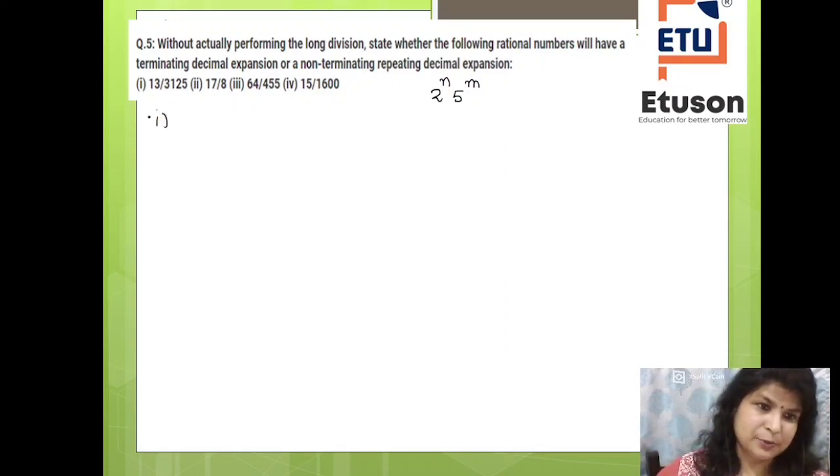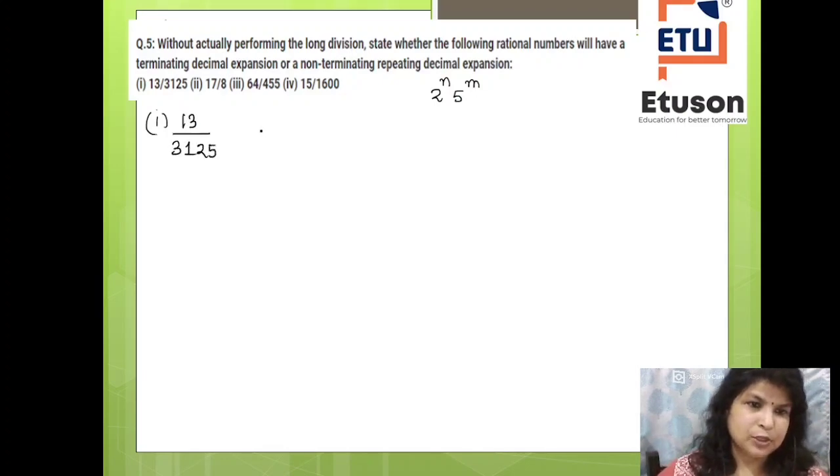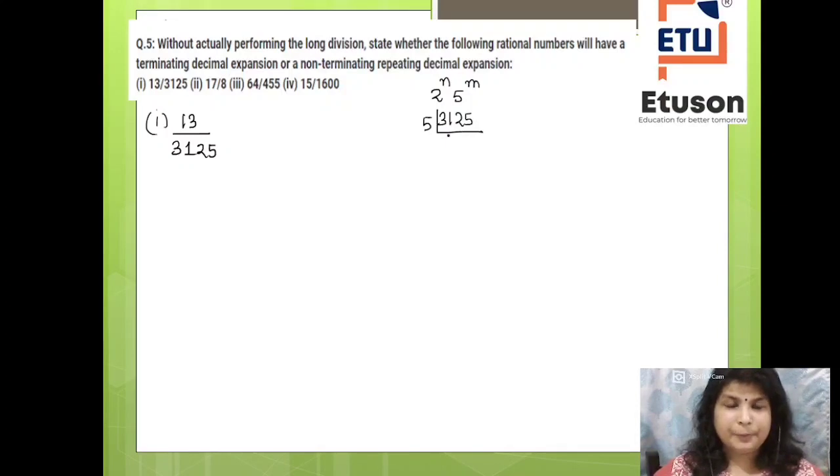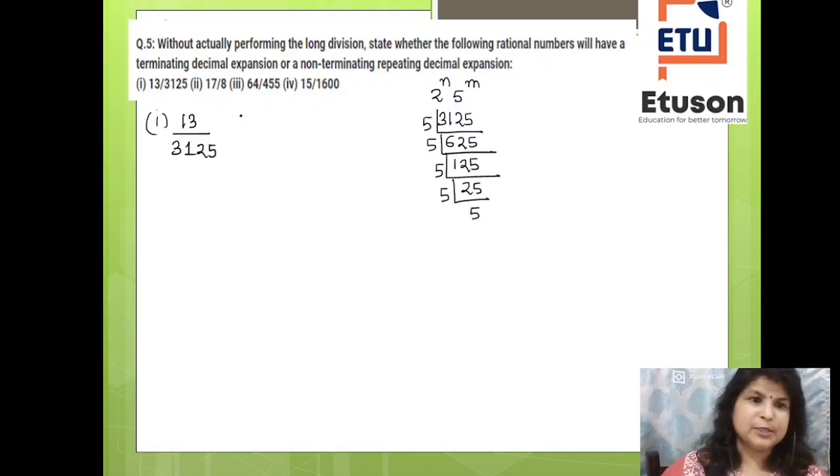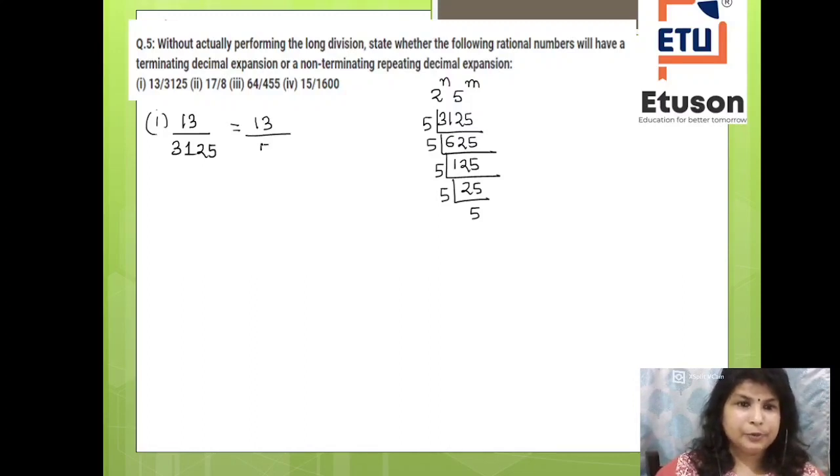So let us try the first problem, that is 13 divided by 3125. So here Q is equal to 3125. So we will find the factors of 3125 now. So 3125 divided by 5, you get 625. Divided by 5, you get 125. Divided by 5 you get 25, divided by 5 you get one more 5, so that is 5 to the power 5. So that is 13 divided by 5 to the power 5.